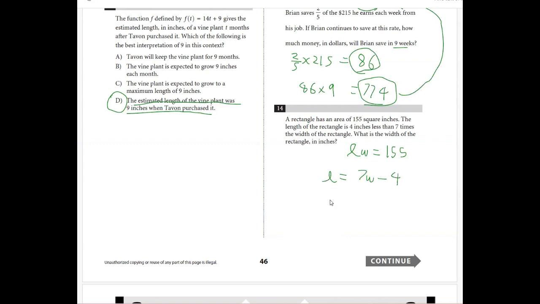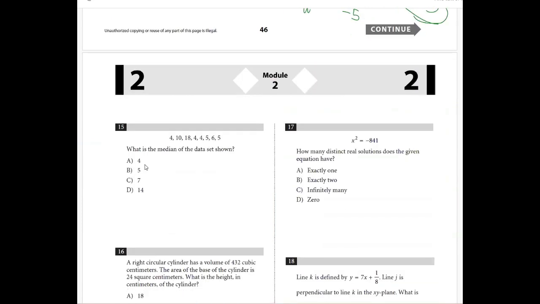I'm going to go ahead and write this like this. And 7w squared minus 4w minus 155 is equal to 0. And I'm going to factor this out here: 31 and -5. Oh, sorry, -5. And clearly, this is a positive solution. So 5 is the correct answer to question 14.